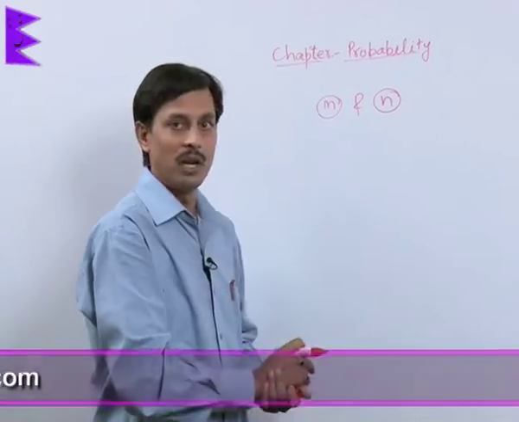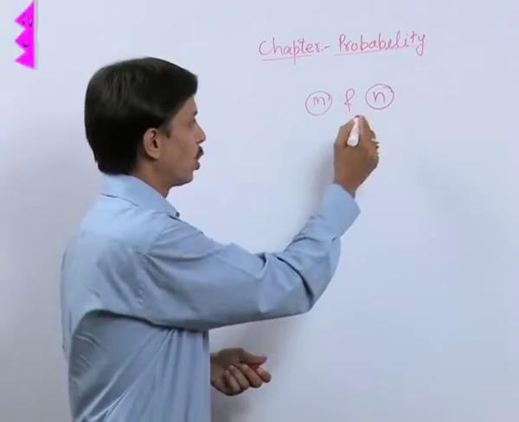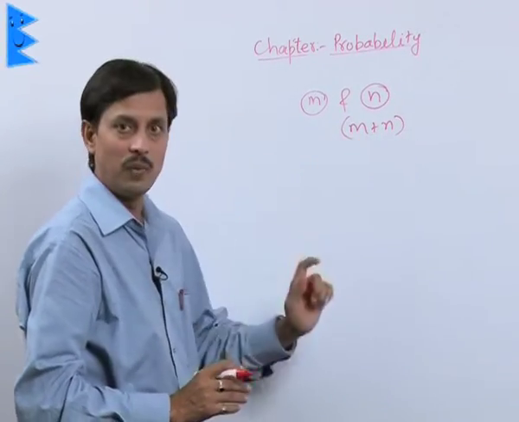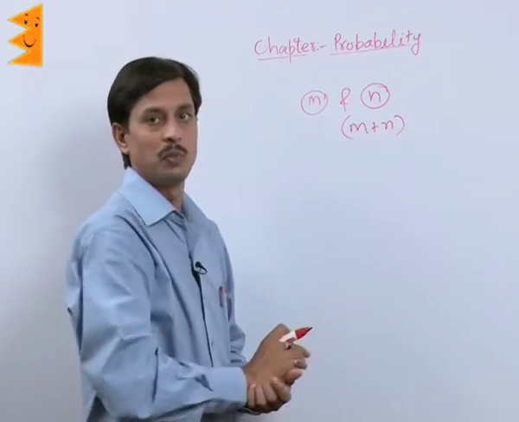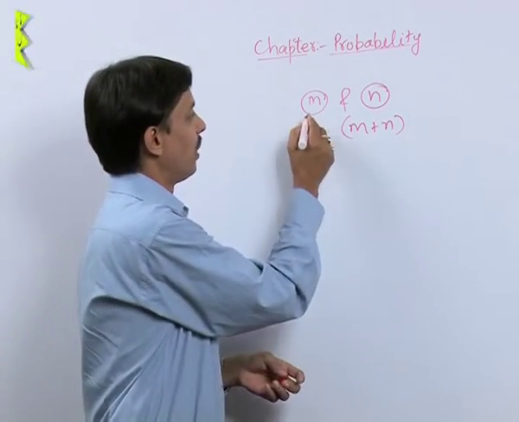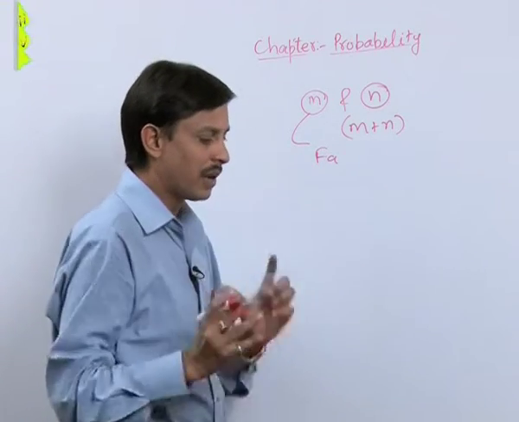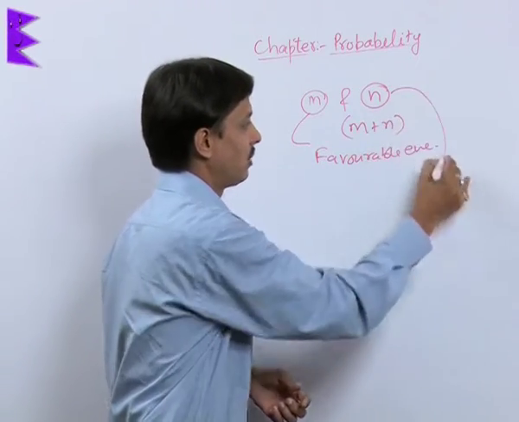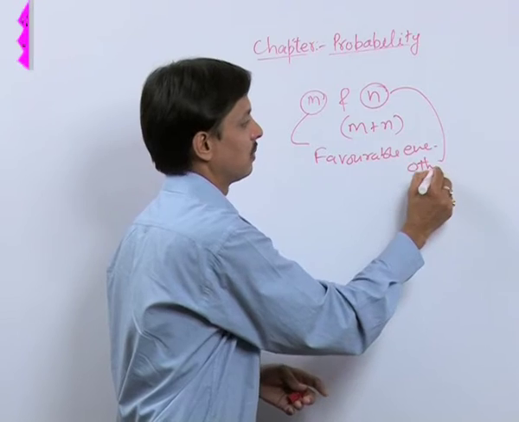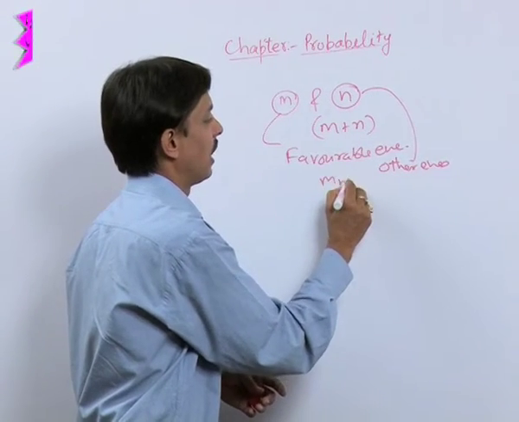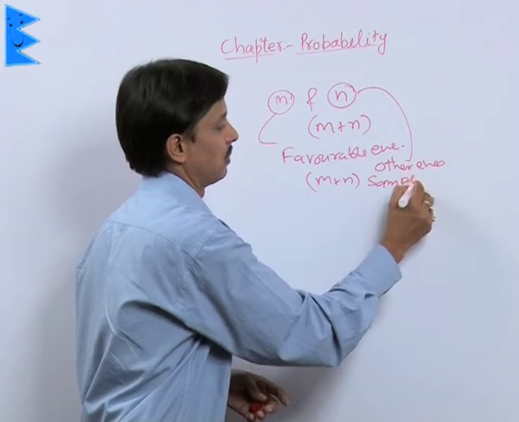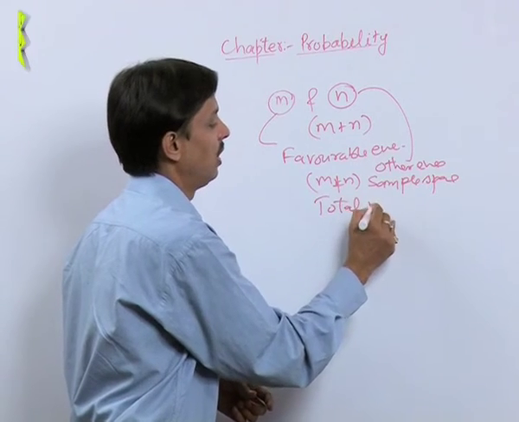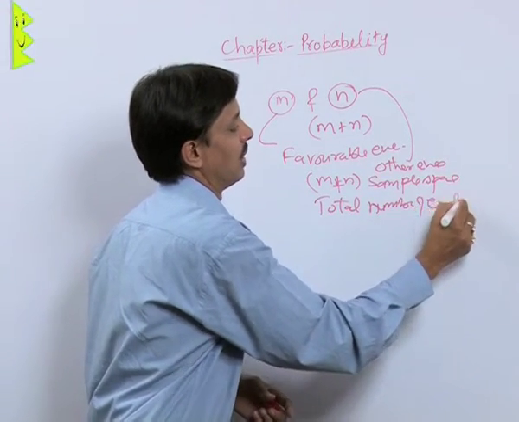If m are the favorable events and n are the other events, the total number of events becomes m plus n, which is the sample space. Favorable events are m, n are the other events, and m plus n is the sample space. That is the total number of events.